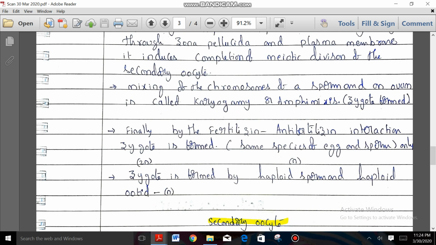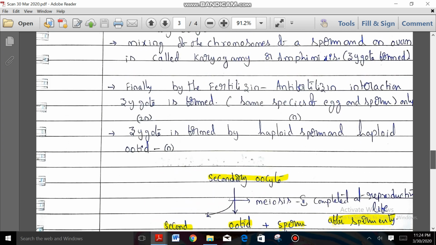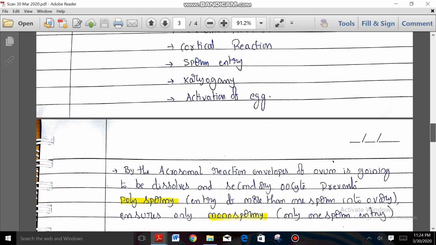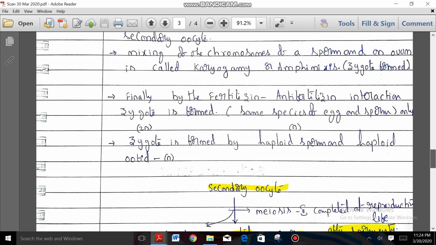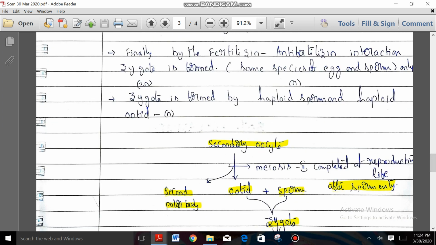So after the fusion of chromosome material of sperm and ovum, what is formed? Zygote formation takes place. Diploid zygote formation takes place. So after karyogamy, what is the next step? Activation of egg. Finally, by the fertilizing and anti-fertilizing interaction, the zygote is formed.